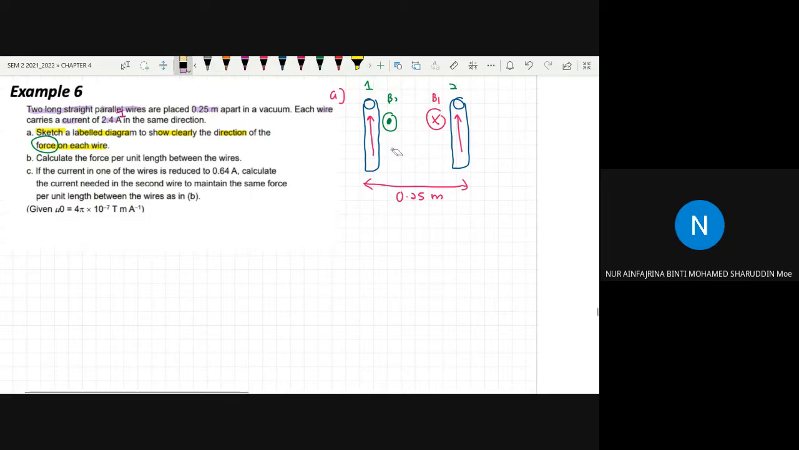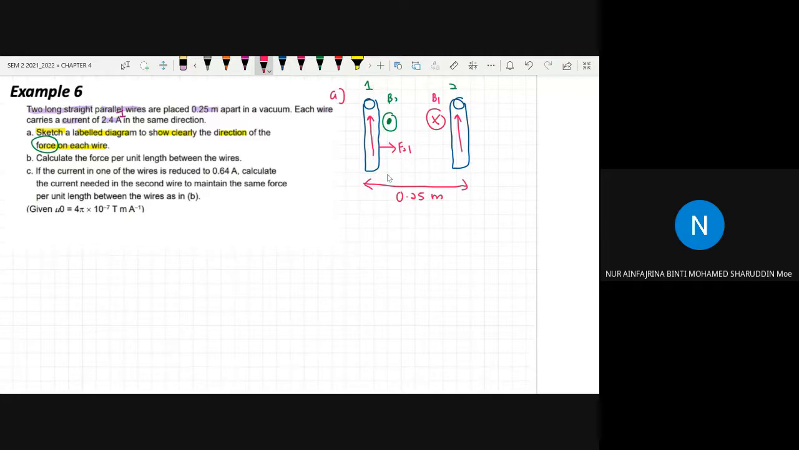So, bila dah dapat magnetic field, awak dah boleh cari awak punya magnetic force. Okay, untuk wire 1, letak jari-jemari awak ke atas. Okay, and dia keluar. So, bila dia keluar, awak akan curl your fingers outwards. So, awak punya force adalah ke kanan. So, force 2 on 1 ke kanan.